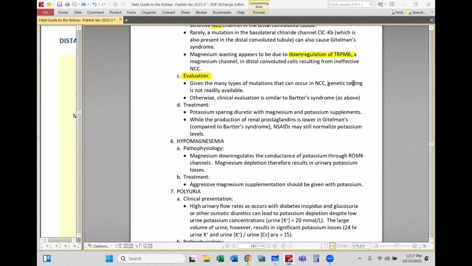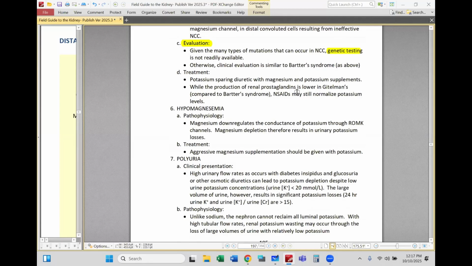Genetic testing, once again, correct this. It is readily available. The Natera test captures NCC mutations now, so please correct that in your version of the field guide. There will be an updated version coming out shortly. Treatment is usually pretty hard, right? These patients are often on massive doses of potassium, as well as magnesium supplementation. Magnesium supplementation often is limited by GI side effects, by diarrhea. So these are patients that are not easy to treat.